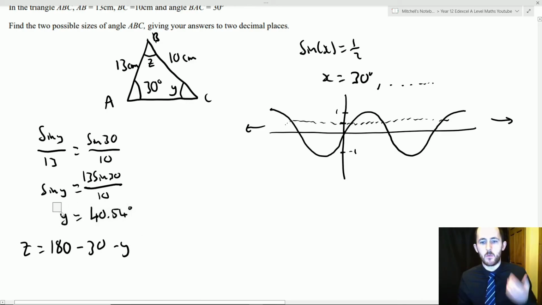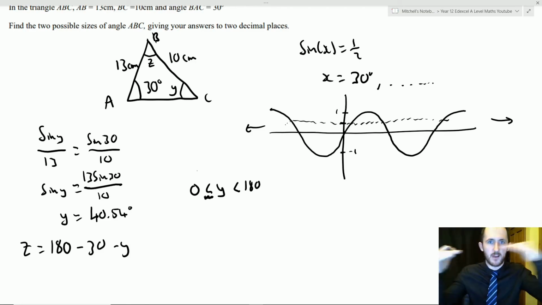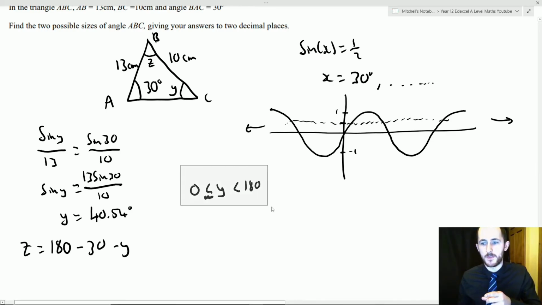So what are the restrictions we have on angles in a triangle? Well, they can't be negative, right? They have to be greater than 0, I think that's a fair statement to say. Is there an upper limit? Well, they have to be less than 180 degrees. Because if one angle is 180 degrees, it means the other two angles are 0, which means we have a flat line. It's not a triangle. So let's look for other values of y that are within this range.